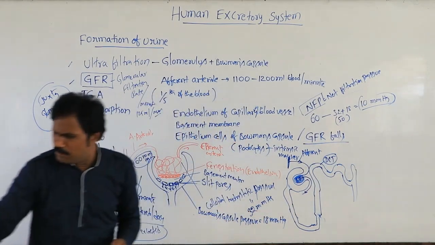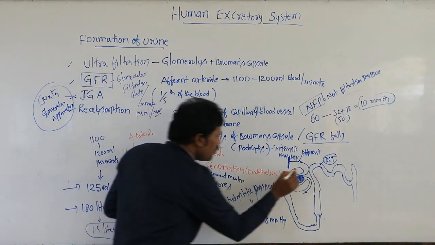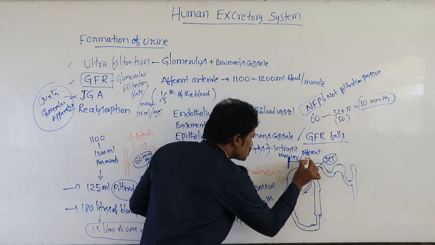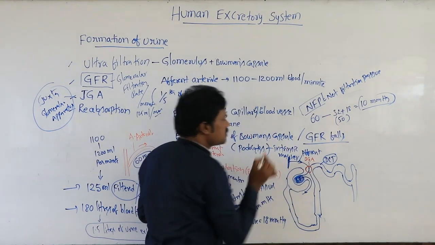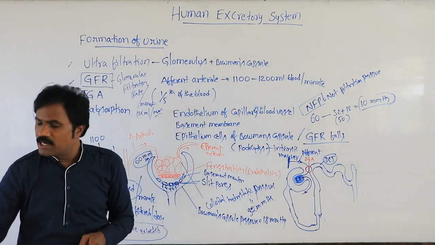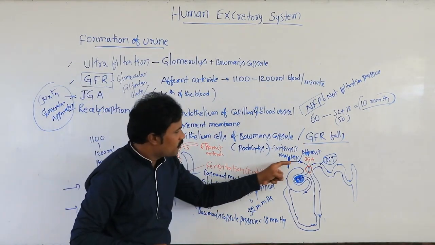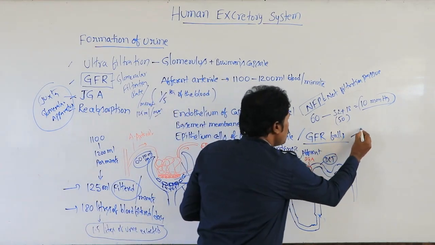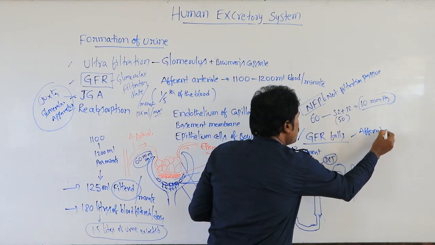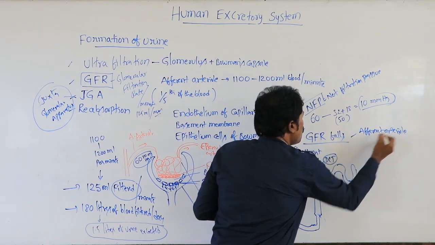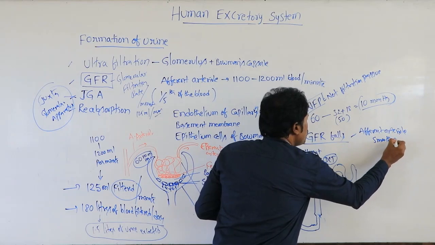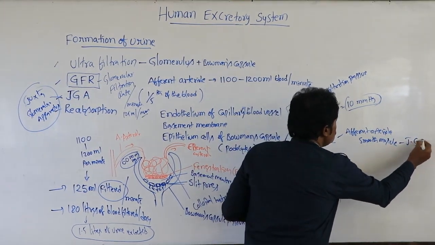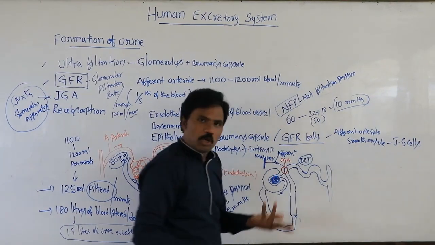So the apparatus present in between is the juxtaglomerular apparatus. How is the juxtaglomerular apparatus formed? It is formed from cells modified in the afferent arteriole. In the afferent arteriole, the smooth muscles are modified into JG cells, juxtaglomerular cells.